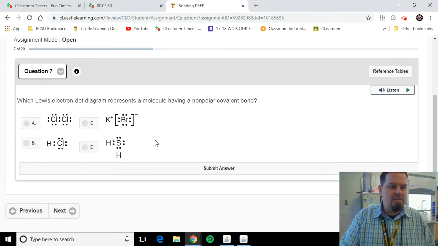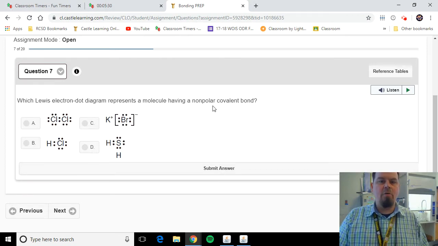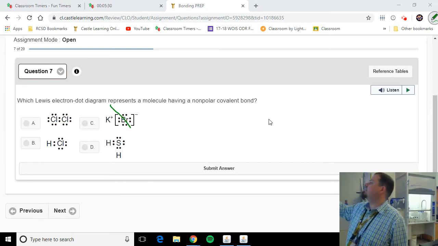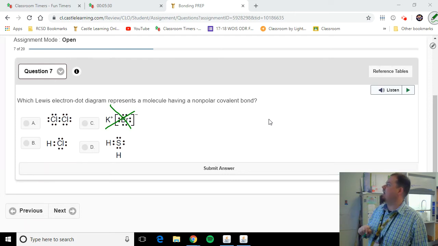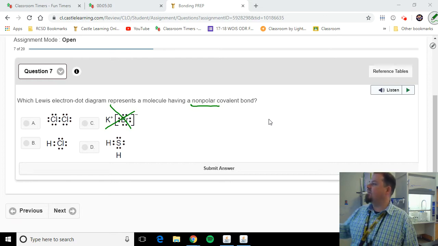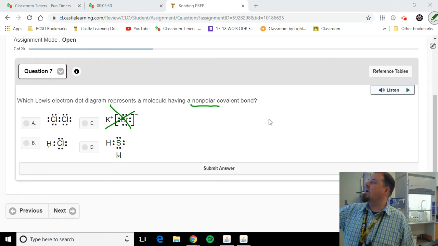Okay, Lewis dots, they are definitely drawn a little bit differently here. Notice the 2 dots in between are trying to represent a bond. It says, which is the Lewis dot for a molecule having a nonpolar covalent bond? So right off the bat, I got to cross this guy off because he's ionic. I see the brackets, he's ionic. Nonpolar, so now I have to do the electronegativity between Cl and H and S and Cl.